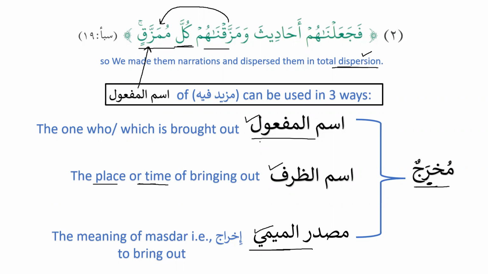If it's not clear, please let me know. But the thing that we need to know, first we have learned that if a word comes on the pattern of mumazzaqun or muf'alun, it can be used as ismul maf'ul and ismul dharf. And today we are learning that it can also be used as masdar al-mimi. So in the Quran, for example, if the word is used as mudkhal or mukhraj or mumazzaq, now from the context, you will be able to understand whether it is used as ismul maf'ul or ismul dharf or masdar al-mimi.